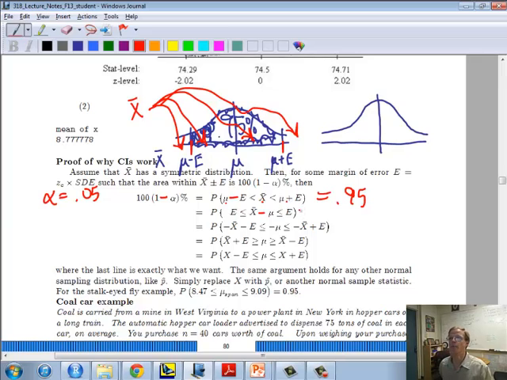Next, I'm going to subtract x bar from every single part of the inequality, and I get the x bar out of the middle, the minus mu stays, and I get x bar on the ends. Awesome. I'm basically there. I have x bars on the ends and I have mu in the middle. All I'm going to do now is fiddle around. I don't need a negative mu, so let's multiply left and right by a negative, and that gives us this result.